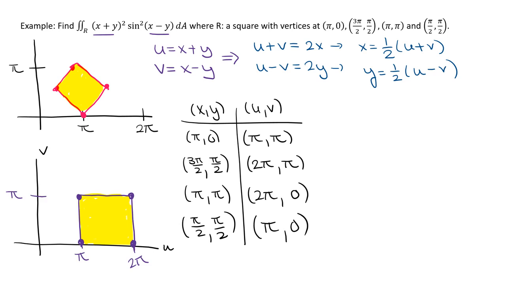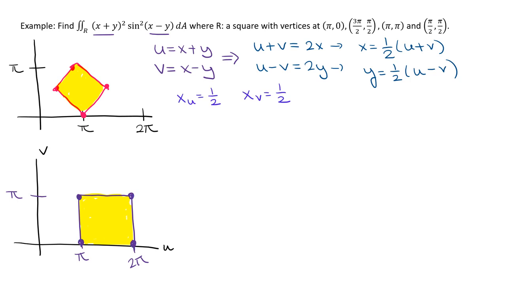And so then I'm going to go ahead and plot those points in the UV plane. So we've got the point pi pi, 2 pi pi, 2 pi 0, and pi 0. And so we still have this square-shaped region. It's no longer tilted. That's going to make it a little bit easier to set up our bounds of integration.